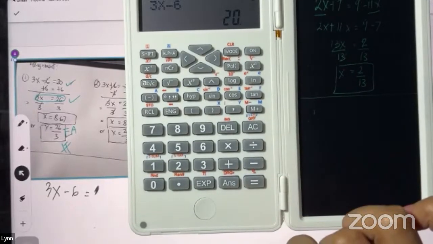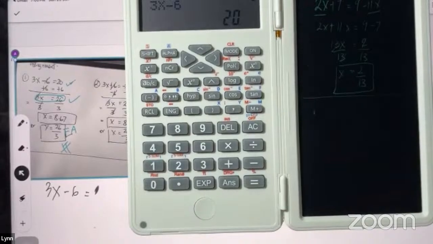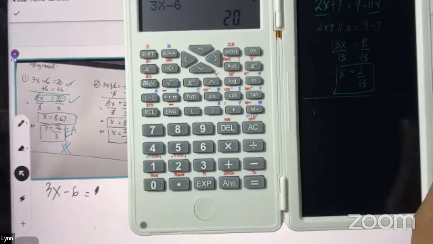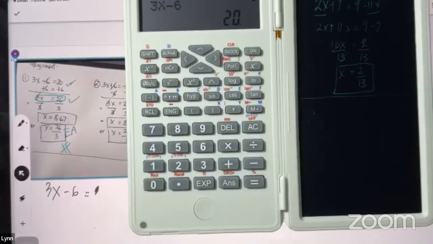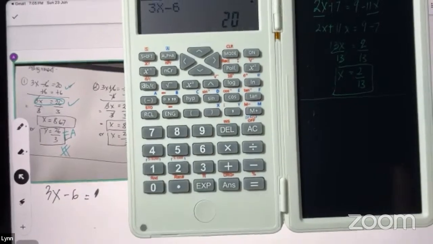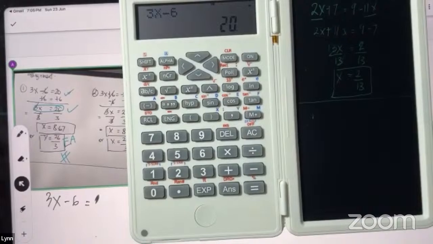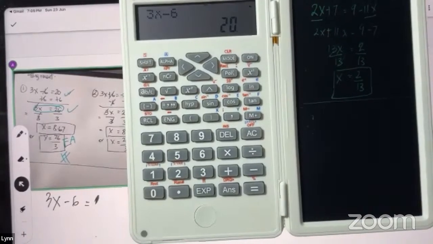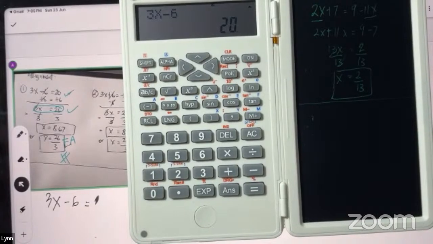It gives you 20. Do you know what that means? It means that your answer is correct. Your x is 26 over 3. Because your x is 26 over 3, 3x minus 6 gives you 20. That means your x is correct. If your x is something else, it will not give you the number 20.